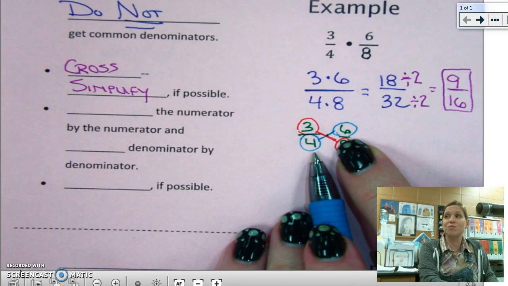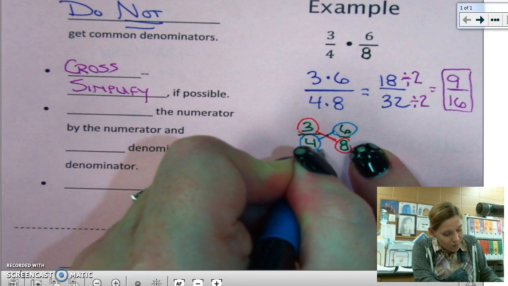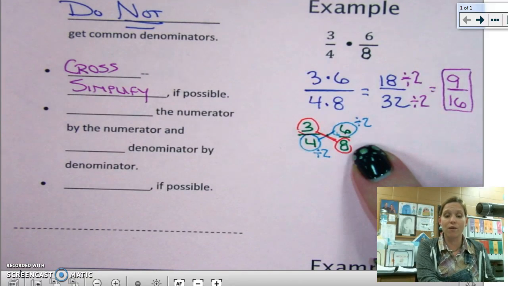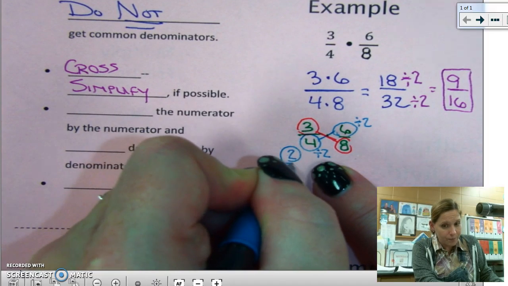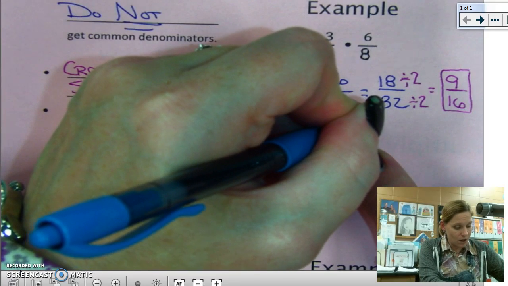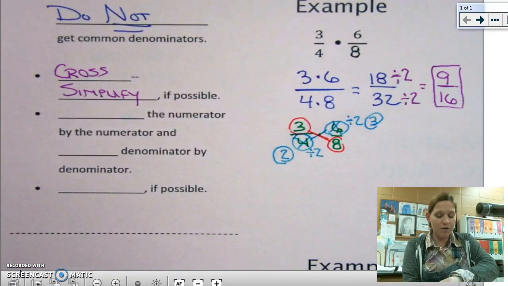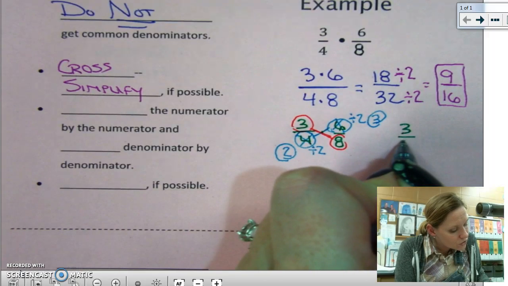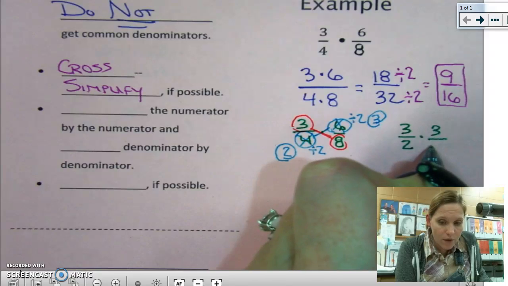So 4 and 6, they have 2 in common because they're both even. So I can divide the 4 by 2, and I can take the 6 and divide it by 2 right away. 4 divided by 2 is 2, so there's my new number. And 6 divided by 2 is 3, and there is my top new number. So now I have a set of fractions that look like this: 3 over 2 times 3 over 8.